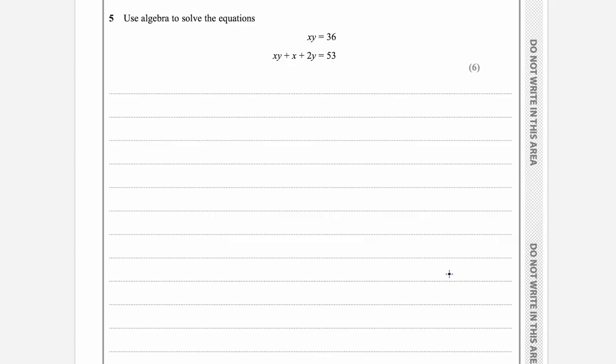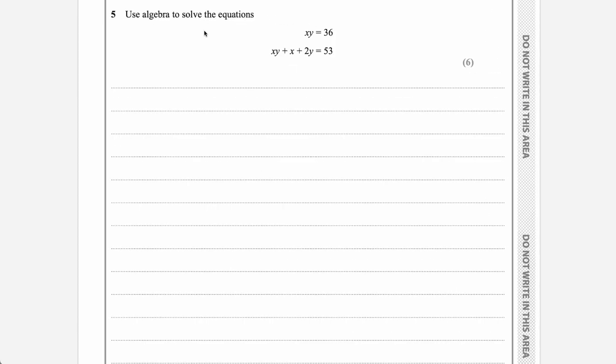Next is question 5. Use algebra to solve these equations. Okay, so we have xy equals 36, and then this, we are going to, guys, make either x or y the subject. I'm not sure which I'd prefer to do. I think we'll go with x. So x, the subject for this one. So x is 36 over y. And then that means instead of x, I can put 36 over y.